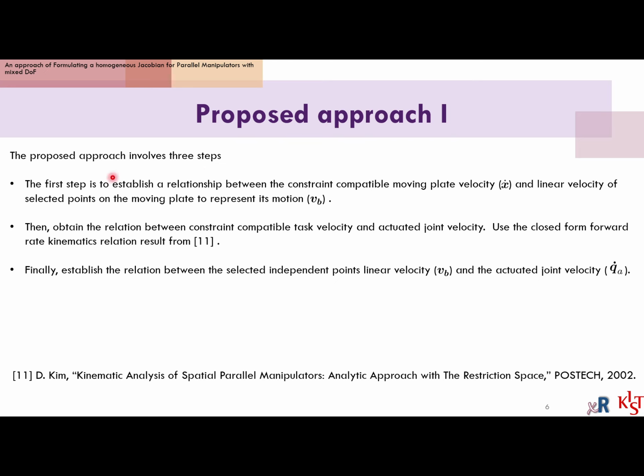The first approach involves 3 steps. The first step is establishing the relationship between the constraint-compatible moving plate velocity and the linear velocity of the selected points on the moving plate. Then we derive the relationship between the constraint-compatible task velocity and actuated joint velocity. At this step, we use a closed-form analytic forward rate kinematic relation from reference 11. Finally, we establish the relationship between the selected independent points' linear velocity on the moving plate and the actuated joint velocity.